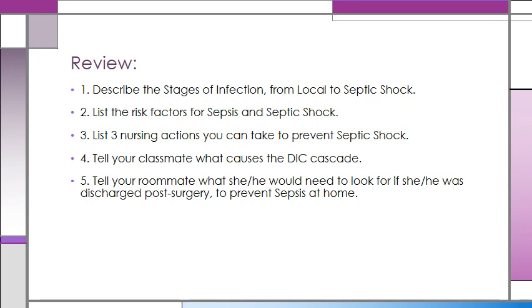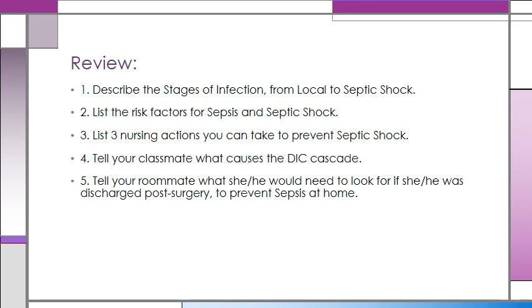A way to review this, what I encourage you to do are these 5 things. Describe, write it down on paper, what are the stages of infection from local to septic shock? List the risk factors for sepsis and septic shock. List at least 3 nursing actions you can take to prevent septic shock.